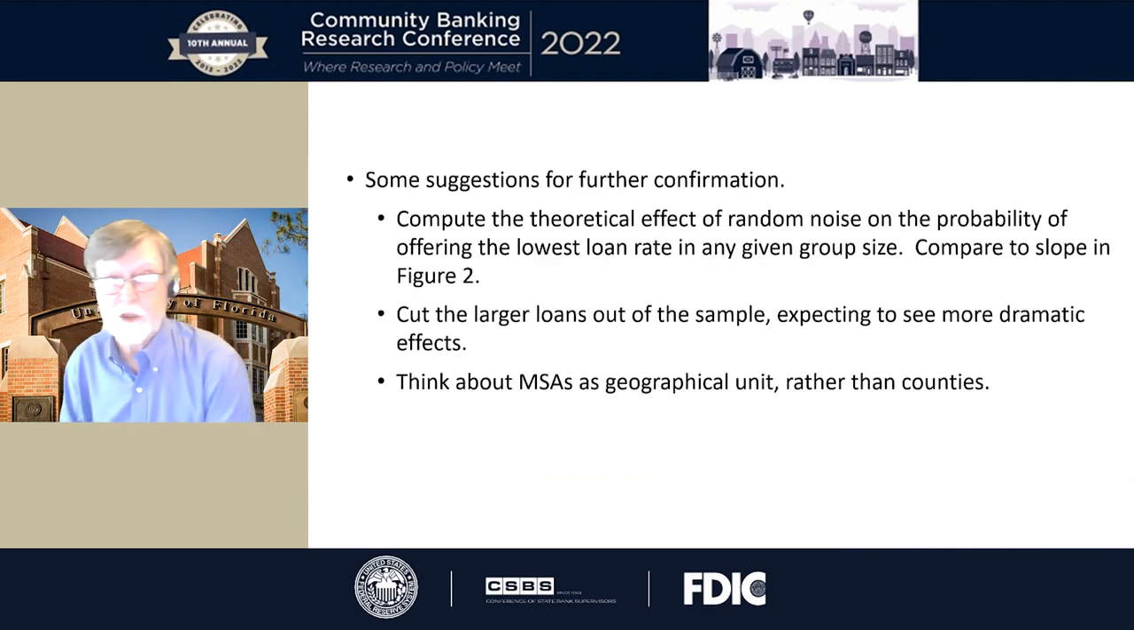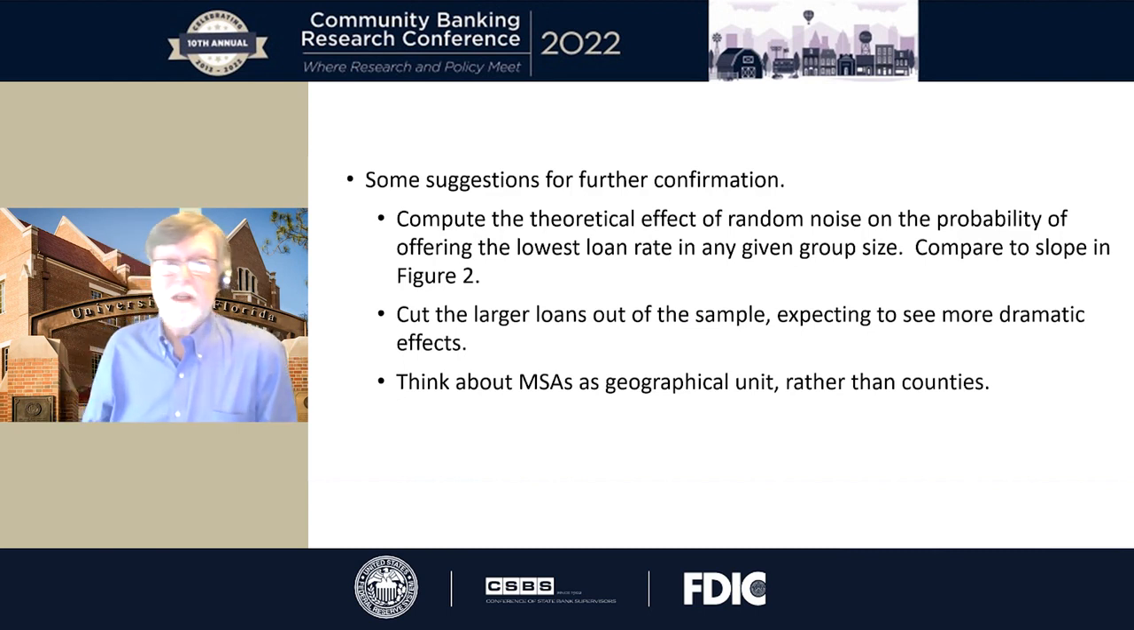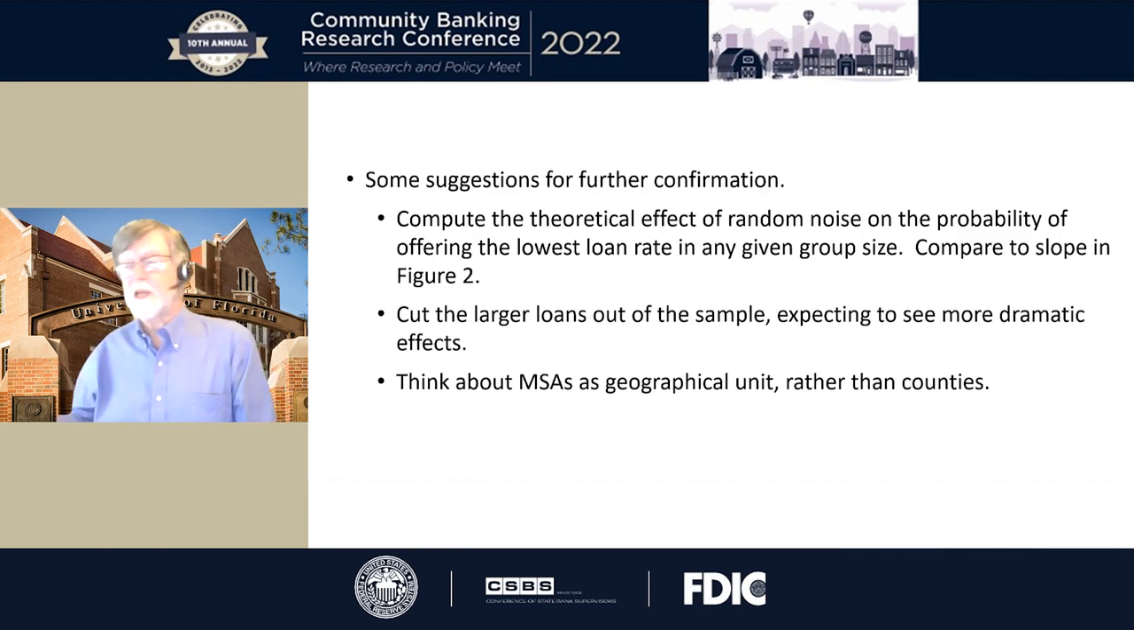Some suggestions for further confirmation. You could, in theory, say, suppose I had N banks and we're all drawing unbiased estimates of the same information about the default probability of our borrower. How would my probability of getting a loan vary with the number of banks in the area? Would it look like figure 2? Would it be that the adverse selection winner's curse problem is in fact bigger, even in a regime where there's no bad information to be had?